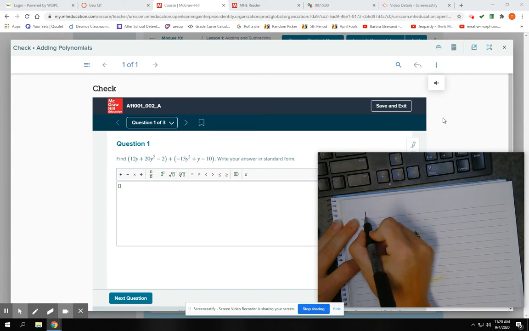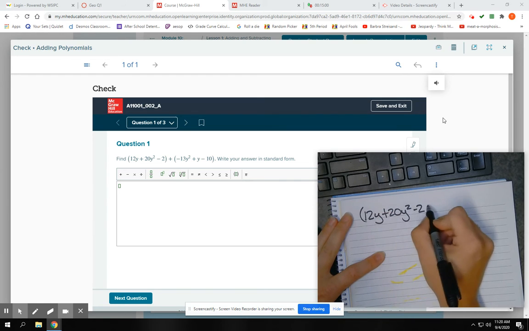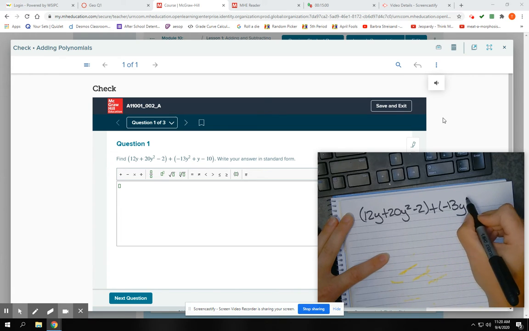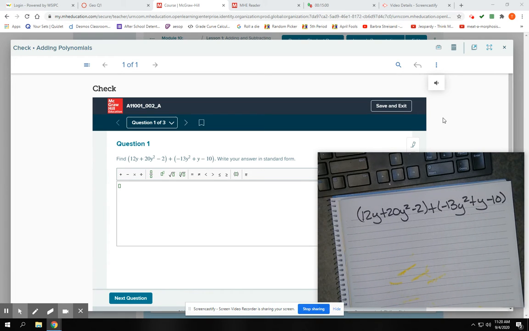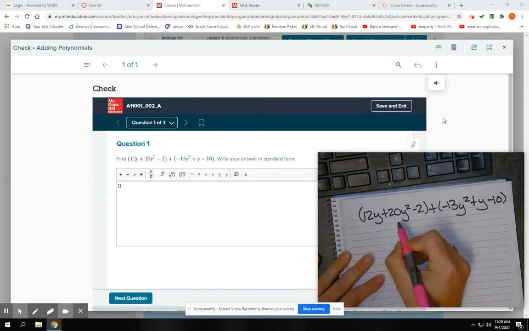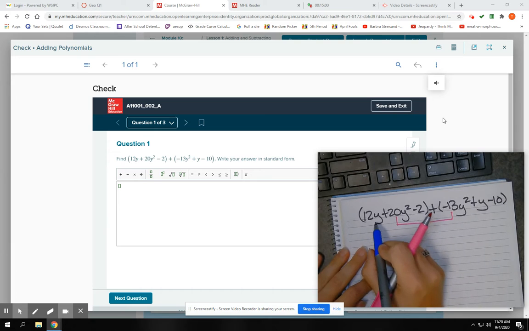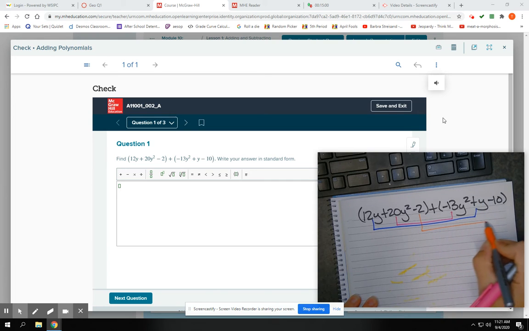Find 12y plus 20y squared minus 2 plus negative 13y squared plus y minus 10. All right. We want to make sure that we put together all of our like terms. Okay. So the y squareds are going to go together. The y's are going to go together. And the constants are going to go together.